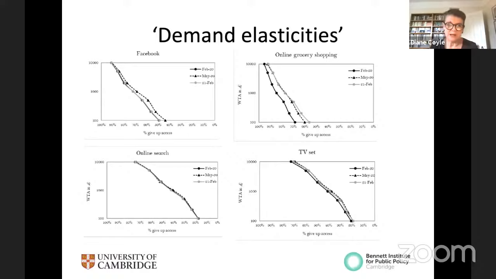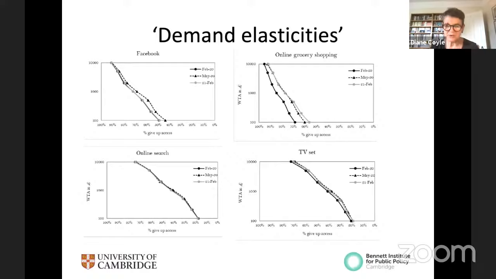So you can work in this way to build up these implied demand curves. And I've given you a few examples here. We've done this for all of them and for each of the three waves. So the illustrations show you, first of all, the big shift for online grocery shopping, for example, and a smaller shift for Facebook, actually much less for online search.